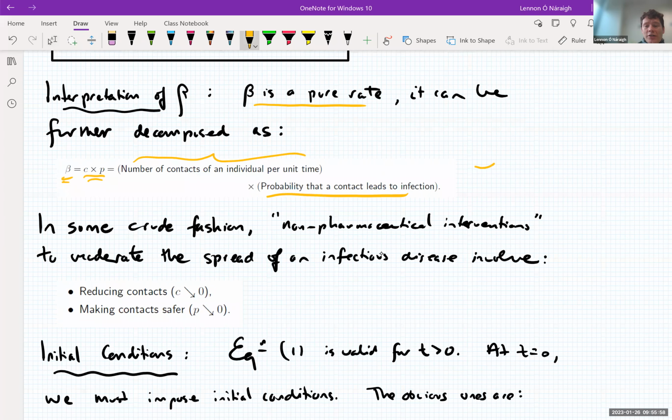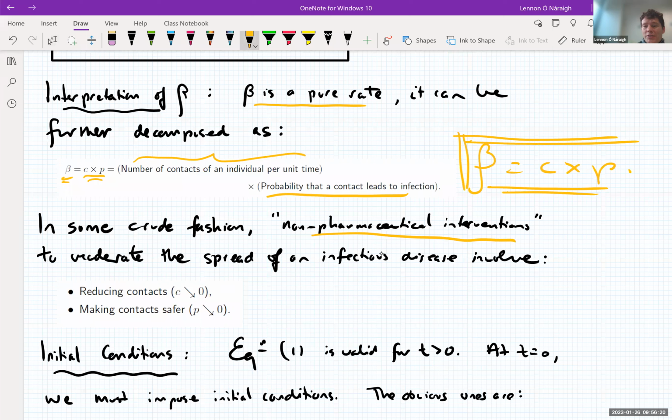So this observation here, or this decomposition, is the principle behind so-called non-pharmaceutical interventions. And so in the absence of any kind of pharmaceutical treatment for a disease, to prevent a disease from spreading, you fall back on non-pharmaceutical interventions. And the purpose or the aim of these is to reduce beta. And you can reduce beta in two ways: by driving C down, so you're reducing the number of daily contacts, or you're making the contact somehow safer, and that would correspond to reducing the probability P that a contact leads to infection.